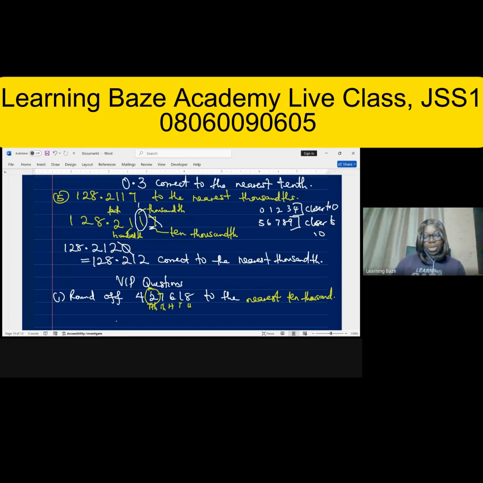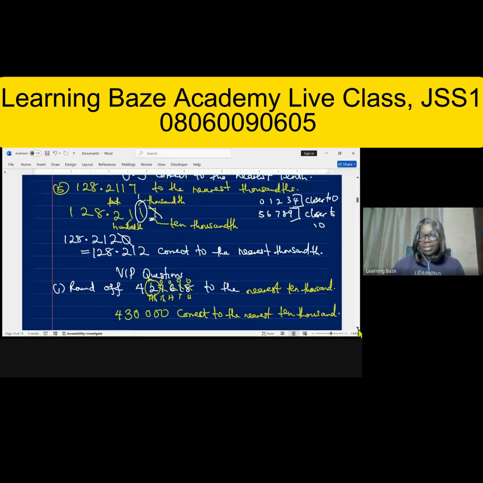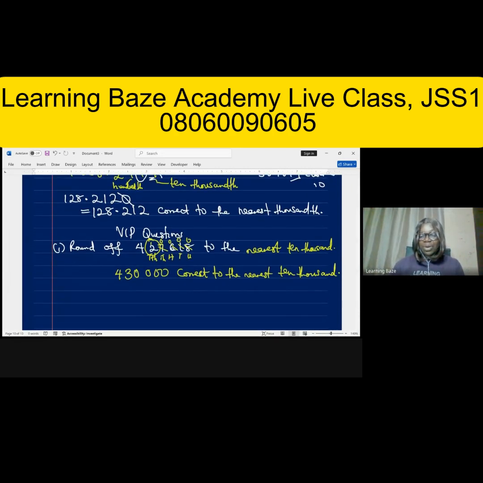Add 1 to 2. Instead of 2, it will now be 3. Then what happens to all the digits after it? Change everything to 0. So you have 0, 0, 0, 0. That's 4 zeros. So we've been able to round this correct to the nearest 10,000. So that's 430,000, correct to the nearest 10,000.